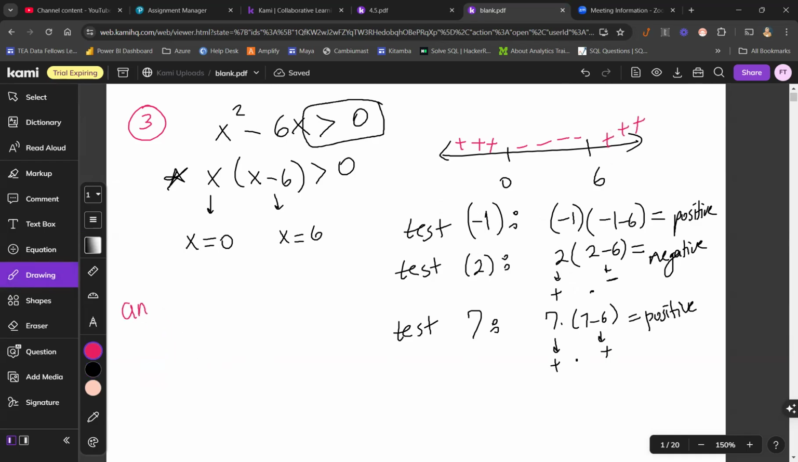So in this question, I can use any numbers from -infinity to 0, and 0 is not okay to use because 0 makes the expression equal to 0. Union, there's one more region I can choose numbers from. The other region starts from 6 and goes all the way to positive infinity.